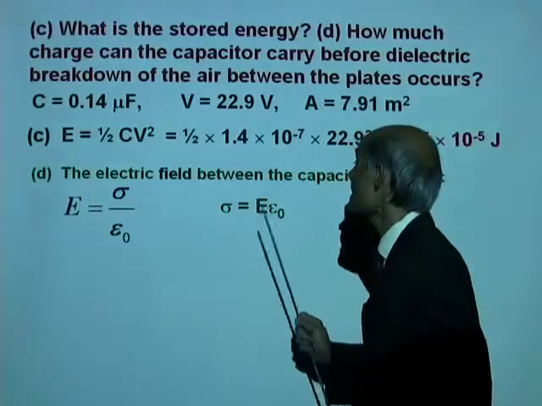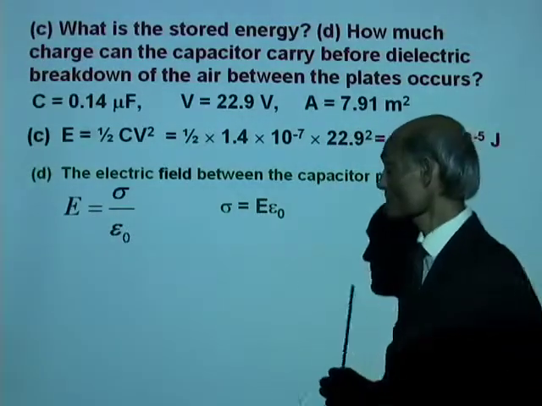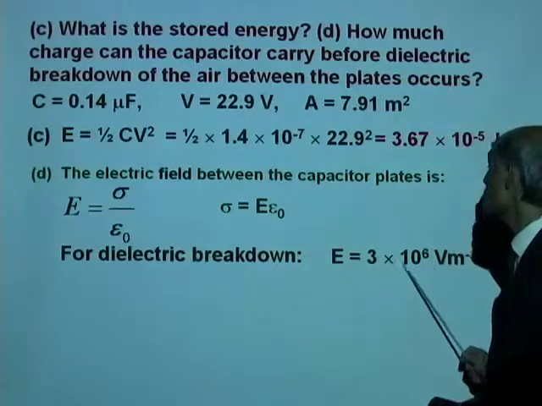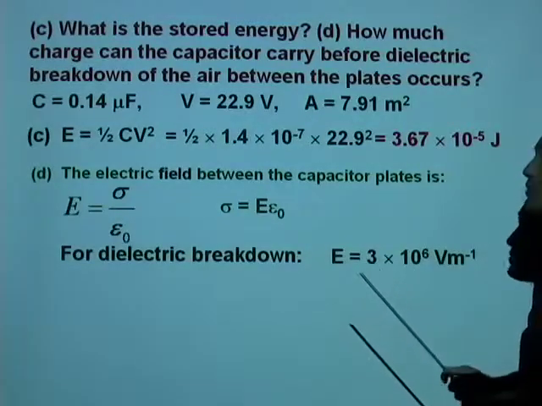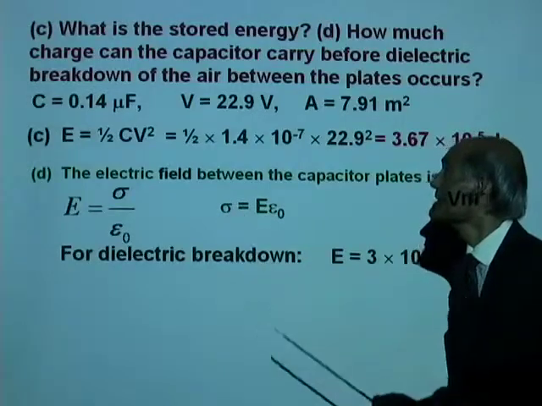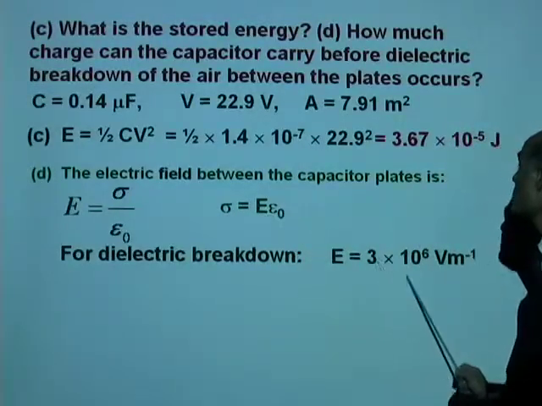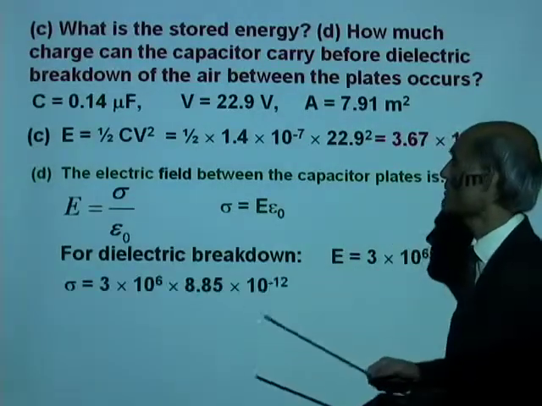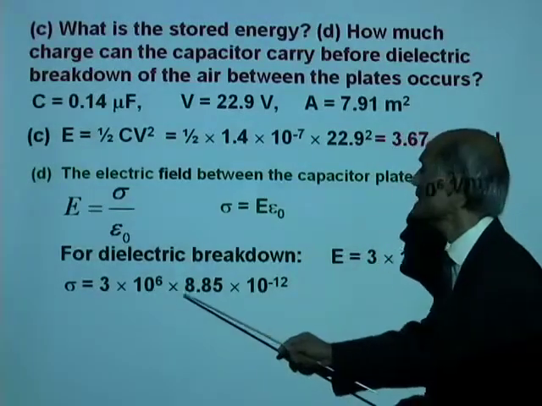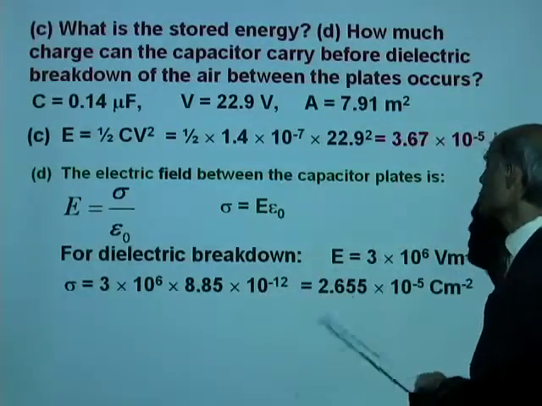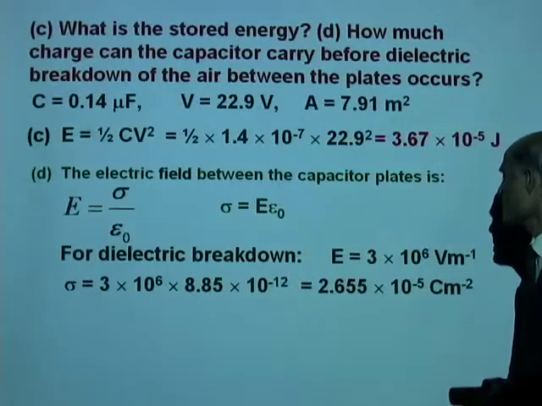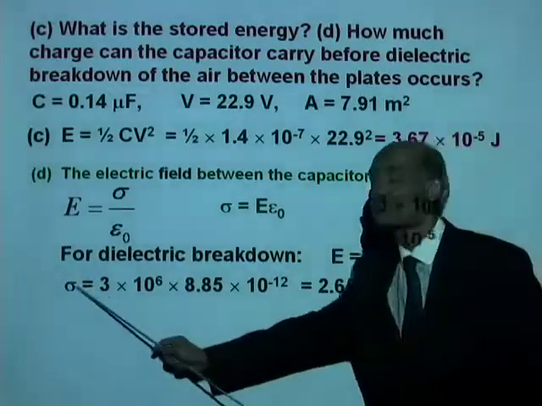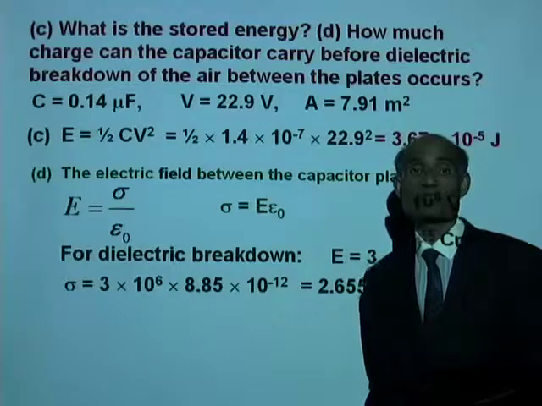Sigma equal to E times epsilon naught. Well, what is the value of E for dielectric breakdown? E should be 3 times 10 to the 6 volts per meter. So we can now find sigma equal to E times epsilon naught, and of course epsilon naught is our friend now, so you know its value. There you are, that is 2.655 times 10 to the negative 5 coulombs per meter squared, the surface charge density.